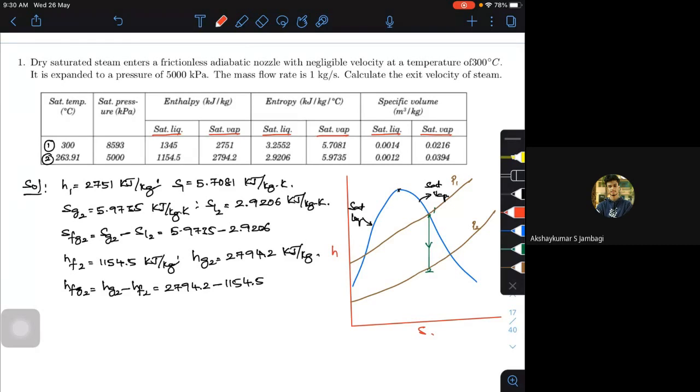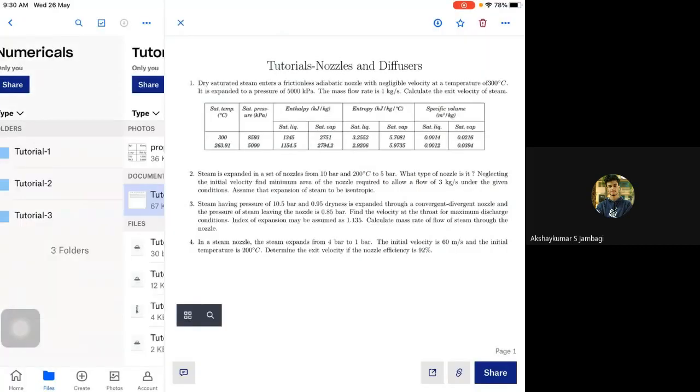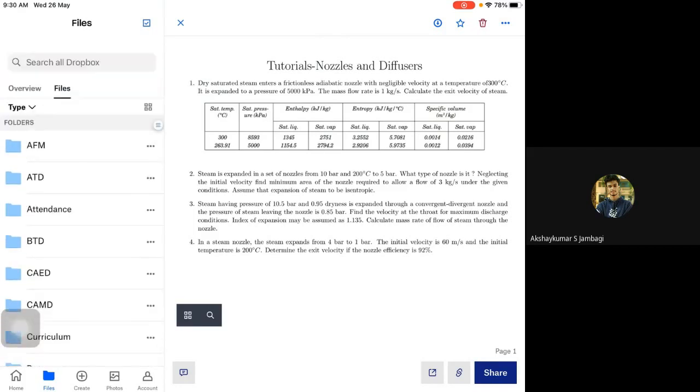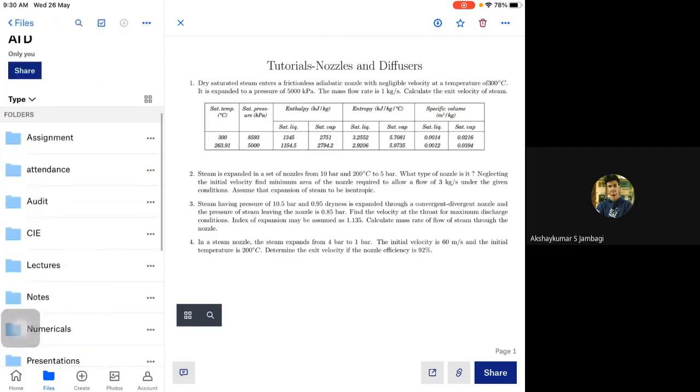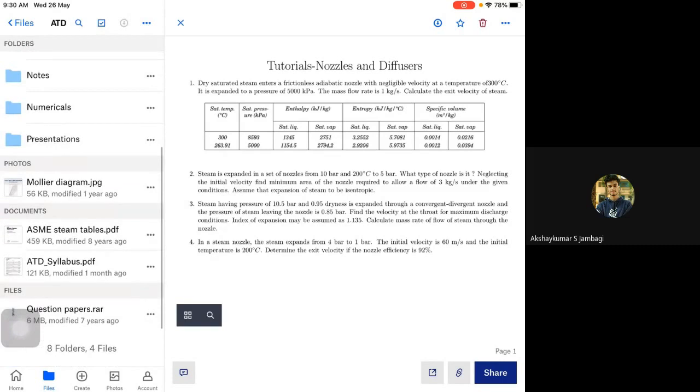So let me go to the ASME steam tables. I will show that. It's in my ATD course. Let me check whether I have it here.